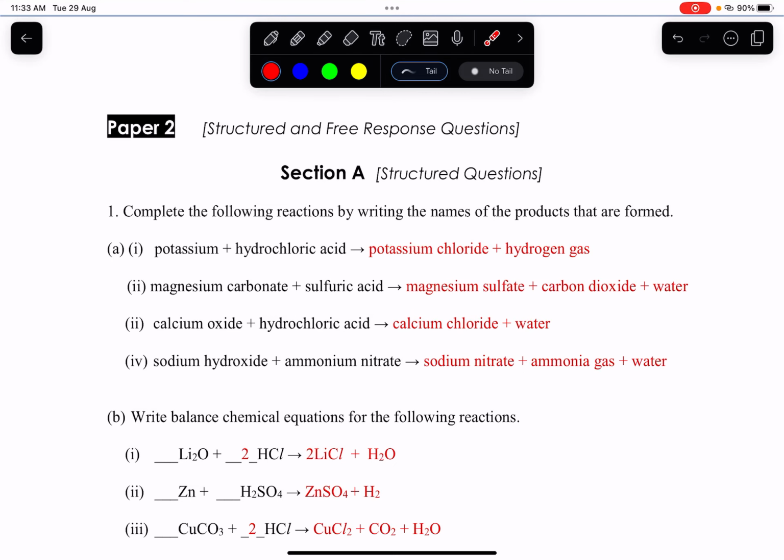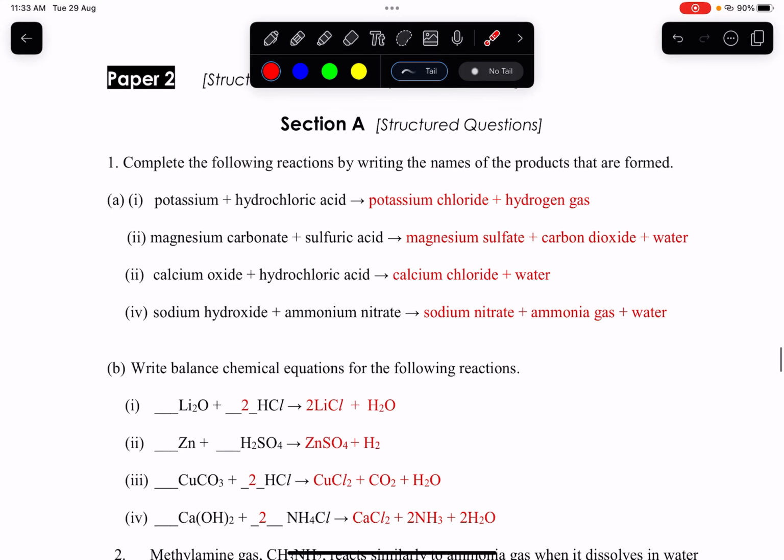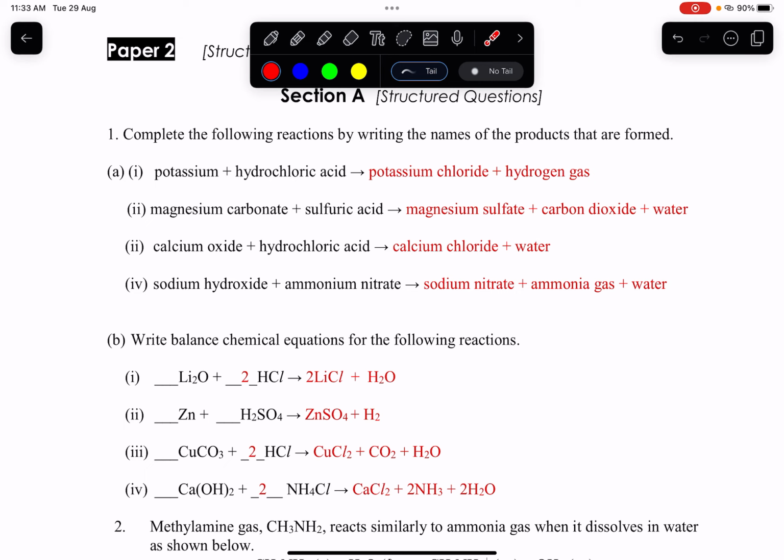Okay, now for the structured questions. For section A, I believe it's quite straightforward. For part A, A part 1 is just a metal plus acid reaction, which gives you salt and hydrogen gas. Your salt is just your hydrochloric acid with hydrogen replaced by the metal potassium. So you get potassium chloride and hydrogen gas.